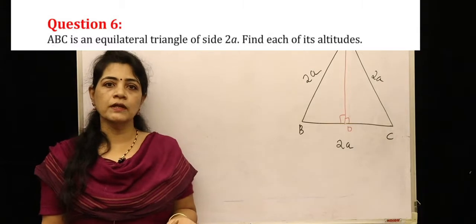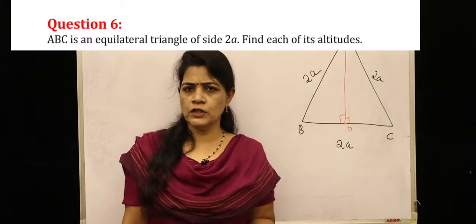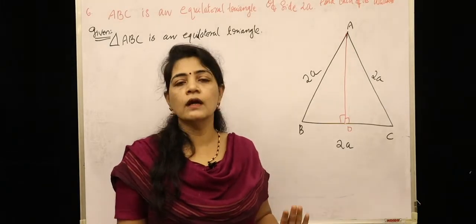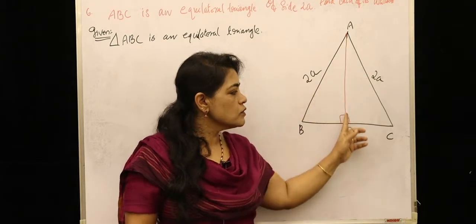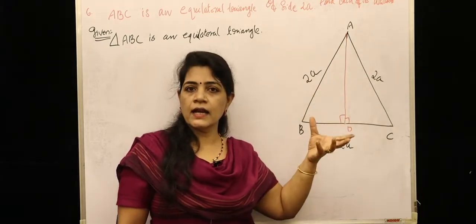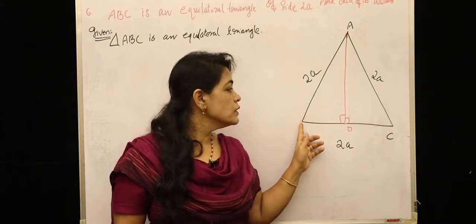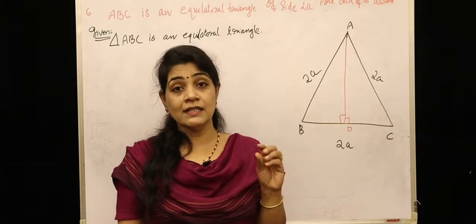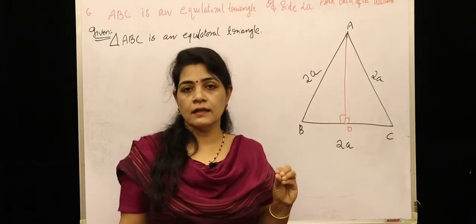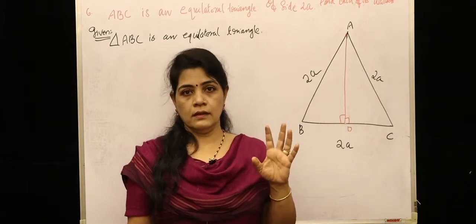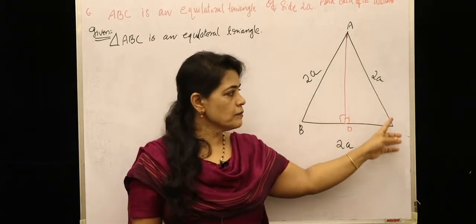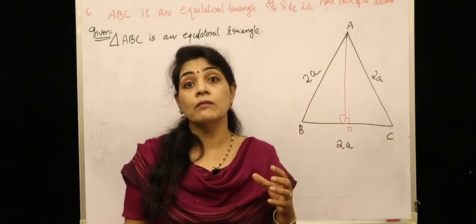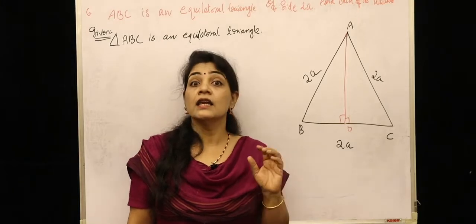Each of its altitudes means, we know that a triangle has how many altitudes? 3. By definition, what is an altitude, children? It is a perpendicular line segment from a vertex to its opposite side. Being a triangle has 3 vertices, you can draw 3 perpendiculars. But the very important point here is, being an equilateral triangle, all these 3 altitudes will have the same length. From B to AC, from C to AB, from A to BC, all altitudes will have the same length because the triangle is equilateral.